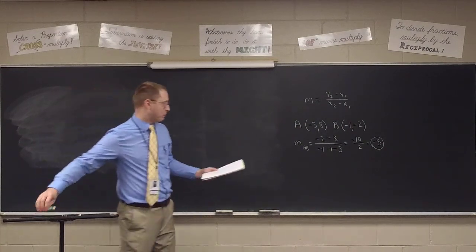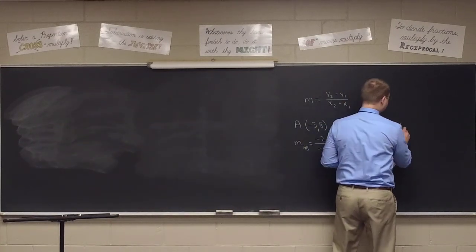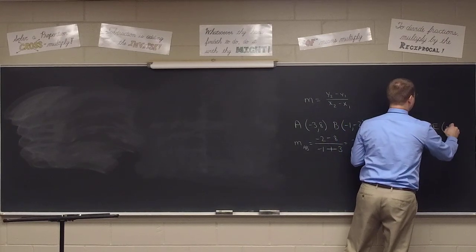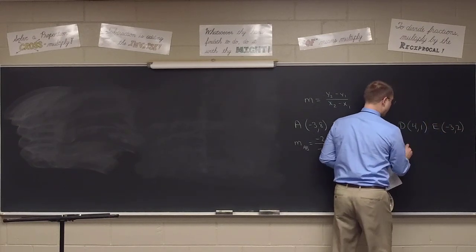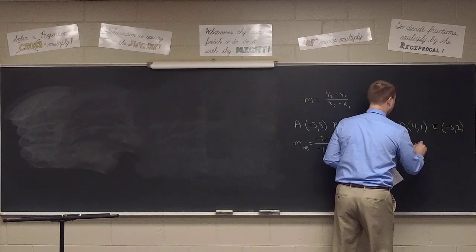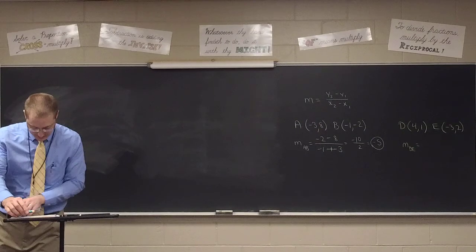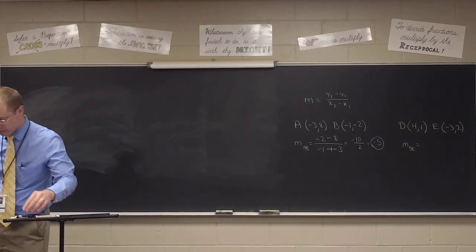Let me give you a couple more points. Suppose we had a point D is (4, 1). Suppose we had a point E is (-3, 2). And I wanted you to find the slope of DE at your seats. Find the slope of DE there at your seats.